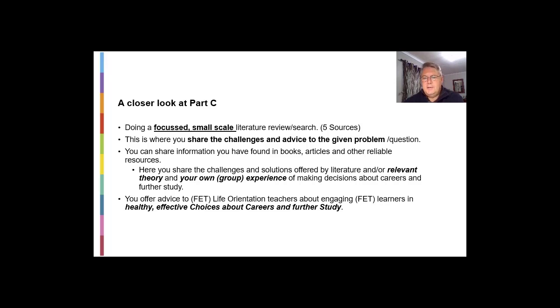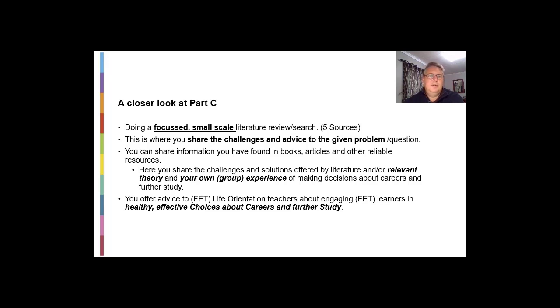Of course, you select those. You won't only look at 5. You will do your search and you'll find the most useful 5. So when I'm saying 5, it is the 5 that you end up using, of course. This is where you share the challenges and advice to the given problem, right?